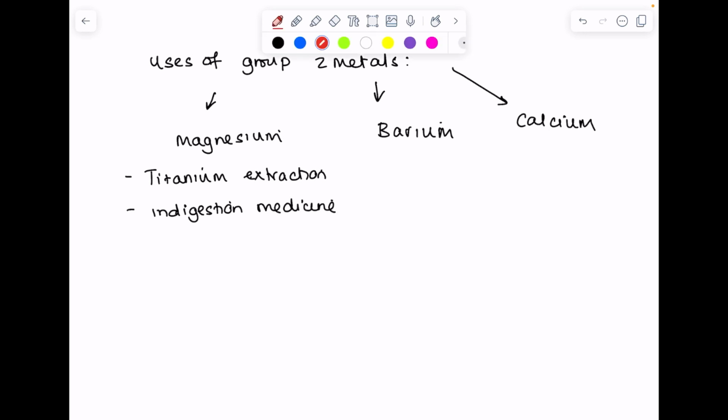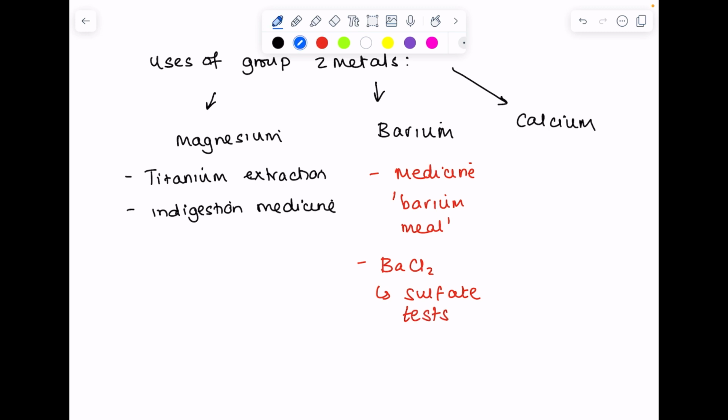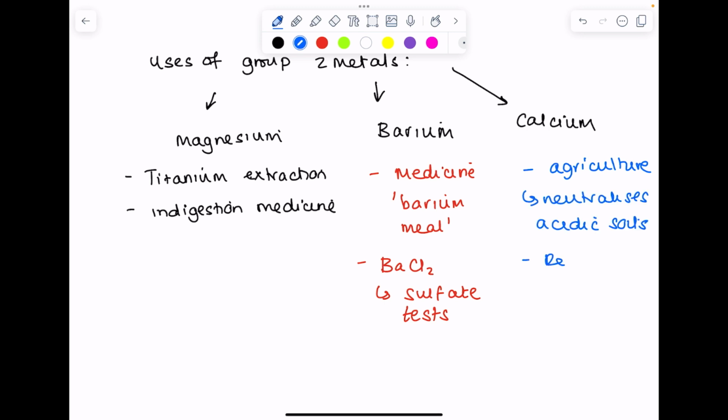For barium, again, it will be medicine, but this time in imaging. So that will be your barium meal. And then we'll be talking about the use of barium chloride as a test for sulfates. And then in terms of calcium's role, we'll be looking at its role in agriculture to neutralise acidic soils, and then also in its role in industry, removing sulfur dioxide from flue gases.